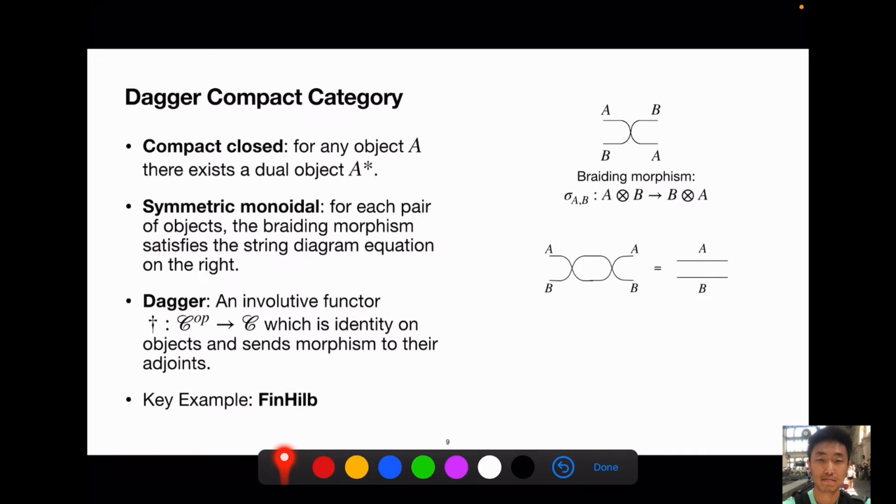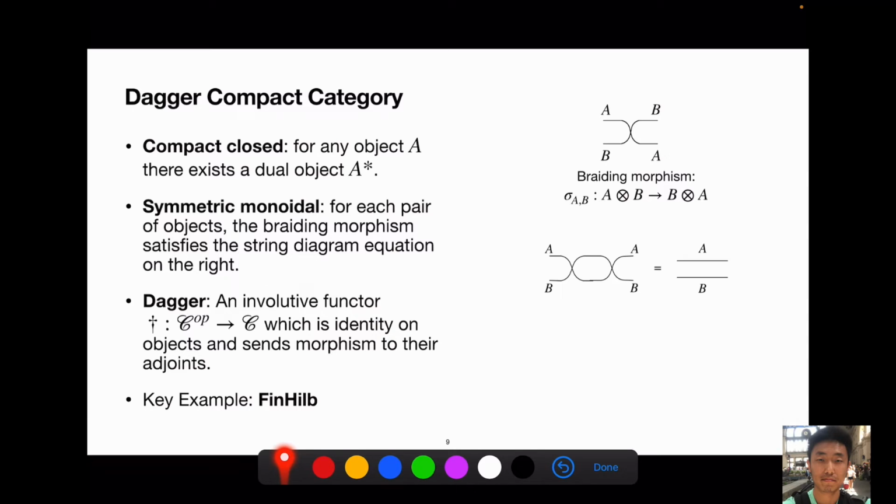Now let me introduce the other part of the technical framework, the class of Dagger compact categories. A Dagger compact category, first of all, is a compact closed category. Essentially, that means that for any object A, there exists a dual object A star. The primary example would be the category of finite dimensional vector spaces. As you know from linear algebra, for any finite dimensional vector space, there exists a dual vector space.